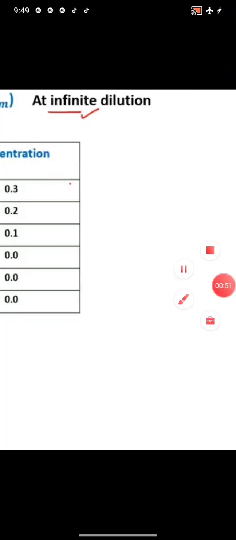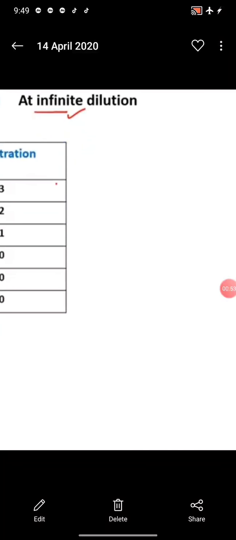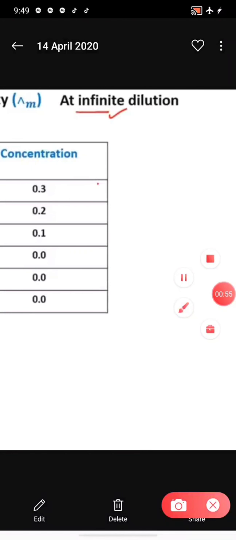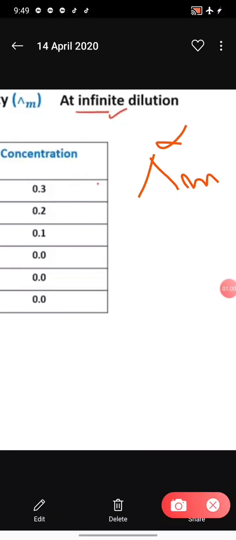If I talk about the molar conductivity at infinite dilution, it is represented as molar conductivity at infinite dilution. And if the dilution is infinite, obviously the concentration will be almost zero. So with the help of these two signs, we represent the molar conductivity at infinite dilution or zero concentration.